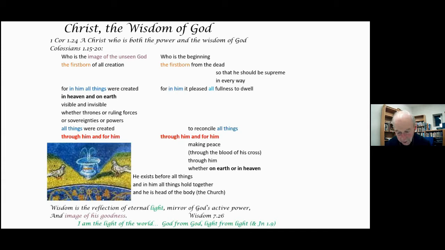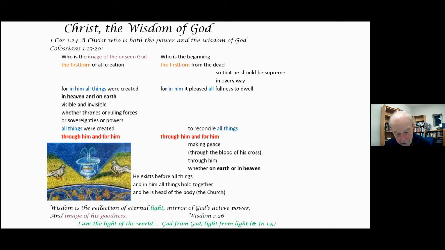Proverbs, in the wisdom literature, has a poem which I think is important and is used. The Lord created me, the first fruits of his way, before the earliest of his works, from everlasting, before the earth came into being. I, wisdom, was beside the master craftsman, delighting him day after day, ever at play in his presence, delighting in the children of men. So wisdom is that by which God creates.